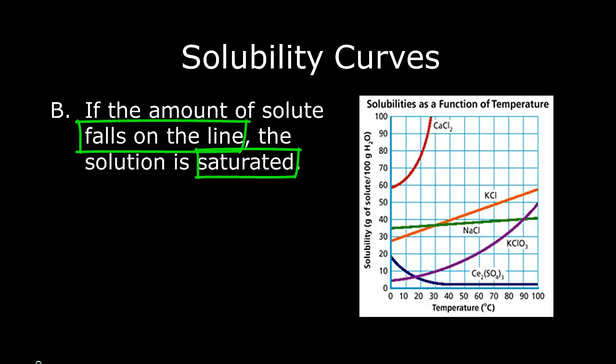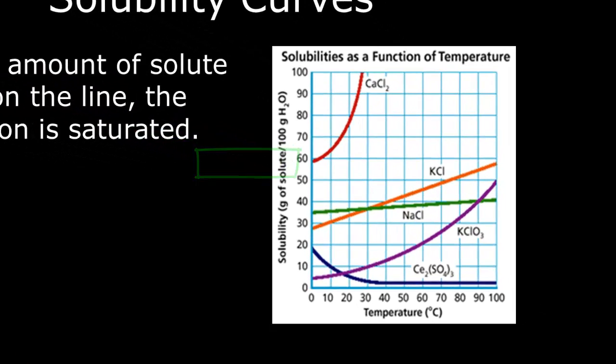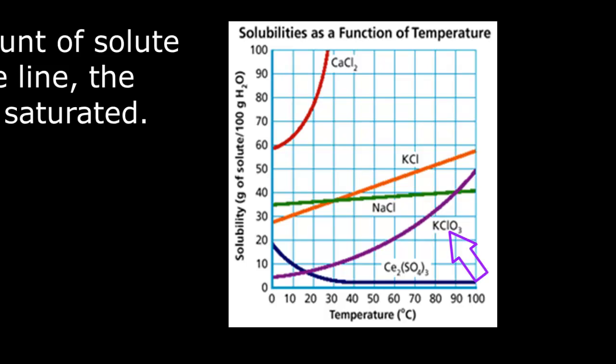So let's look at something different. Let's look at the KClO3, or potassium chlorate. Now I want to know if at 60 degrees C, 20 grams of potassium chlorate is dissolved in 100 grams of water at 60 degrees C. If you notice right there, that falls on the line, so that is a saturated solution, which means that if I add another gram of potassium chlorate, it will not dissolve. It will fall to the bottom of the solution and just stay there, and there will always be approximately 1 gram left.